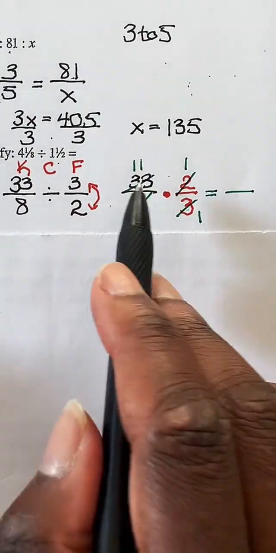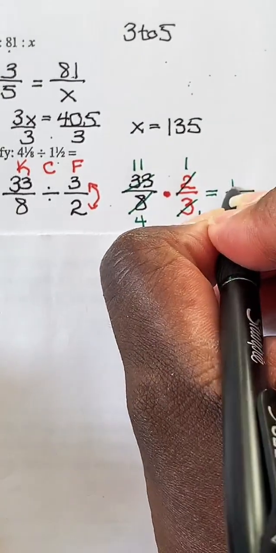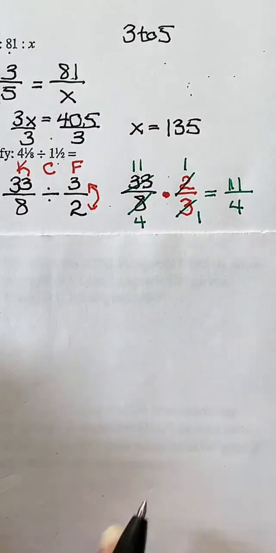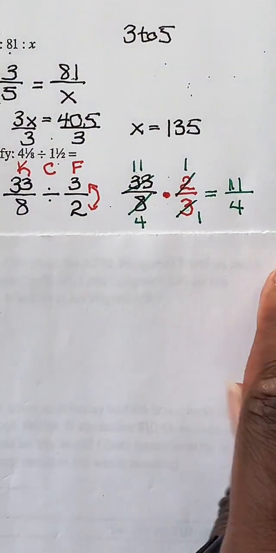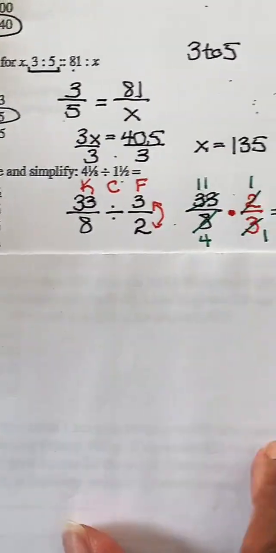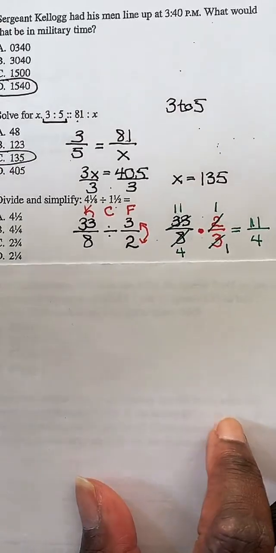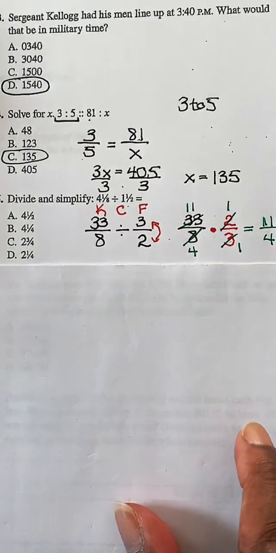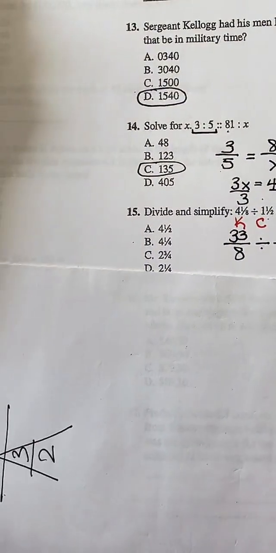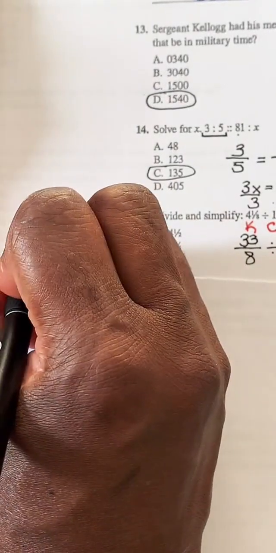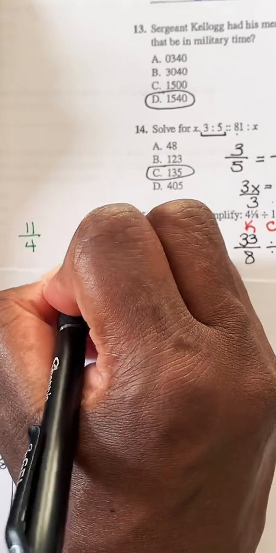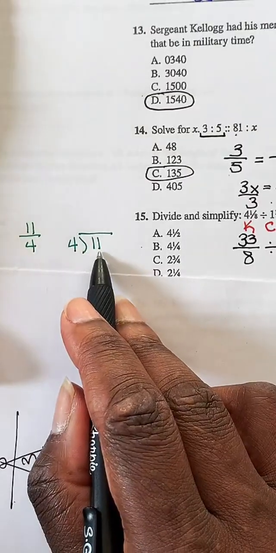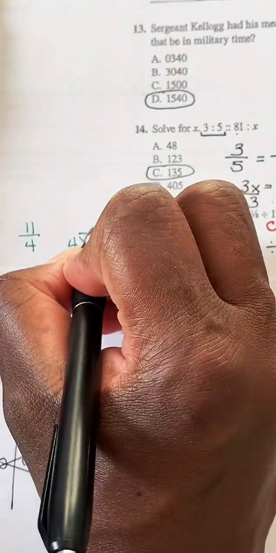What we have, we simplified. Now we're going to multiply. What's left? 11 times 1 gives me 11, and 4 times 1 gives me 4. But you're like, all right, that's an improper fraction. And look at our answer choices. Let me unzoom a little bit. Our answer choices are all mixed numbers. So we got that 11/4, which is the same as saying 11 divided by 4. How many 4s can go into 11? Hopefully you guys are saying 2.